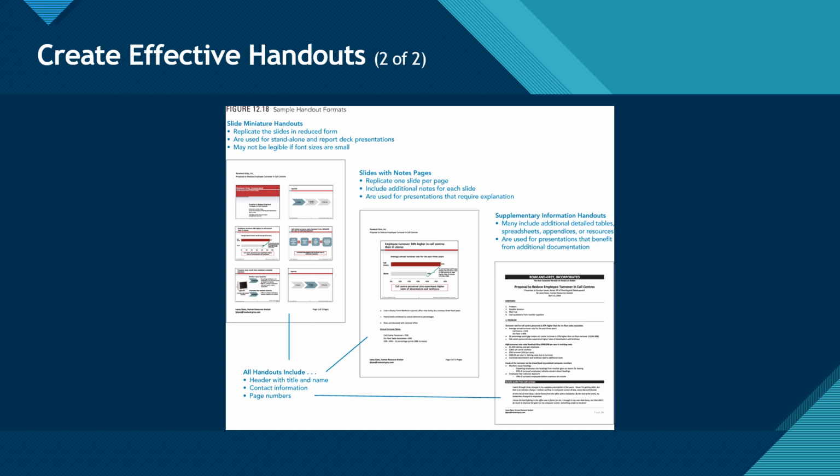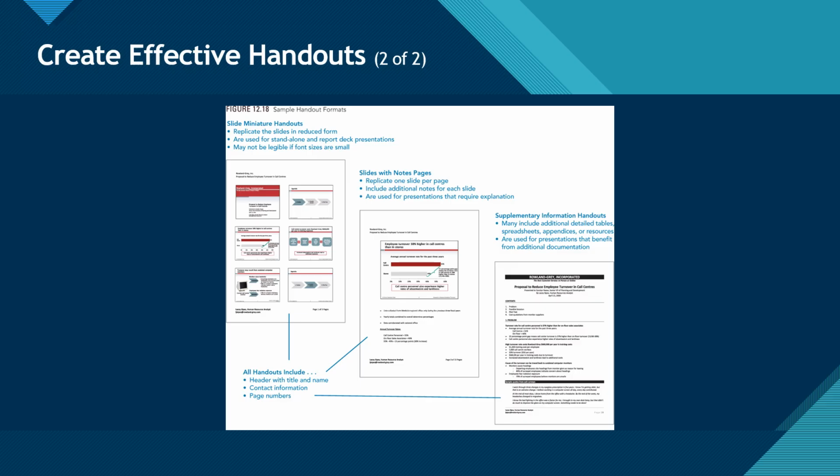Here are 3 sample handout formats, with annotations applied for each. First format, slide miniature handouts. Slides 1 to 6 of Roland Gray slide presentation with markings. Things to remember are: Number 1. Replicate the slides in reduced form. Number 2. Are used for stand-alone and report deck presentations. Number 3. May not be legible if font sizes are small.